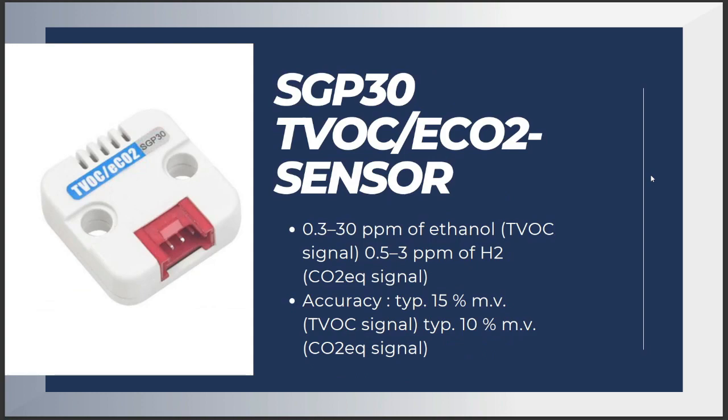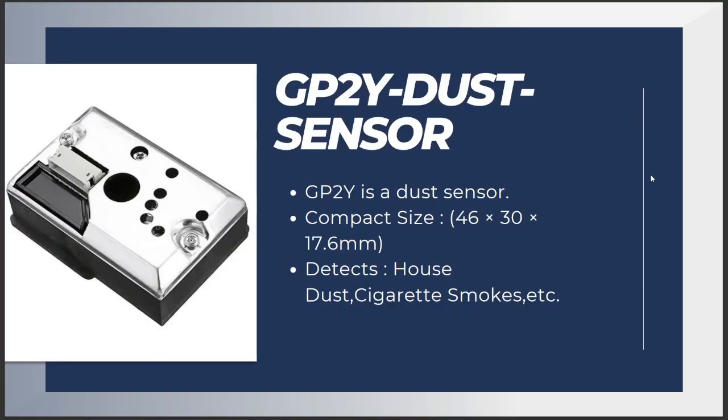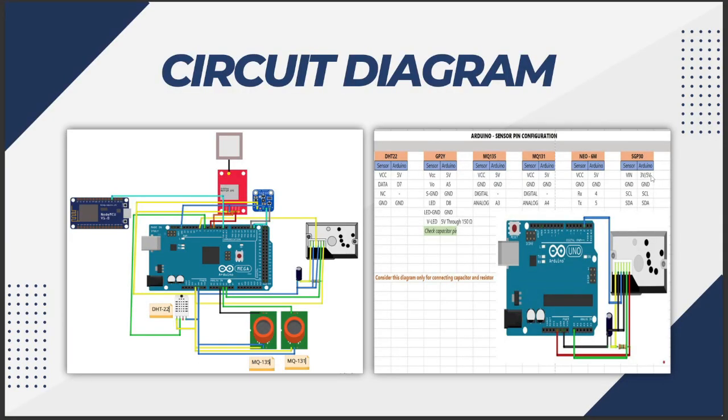The SGP30 sensor is used to detect a wide range of volatile organic compounds and hydrogen, and is intended for indoor air quality monitoring. DHT22 is used to detect humidity and temperature. Next is the GP2Y dust sensor. This sensor is used to detect house dust, cigarette smoke, etc., and is designed as a sensor for automatic running of applications like air purifiers and air conditioners.